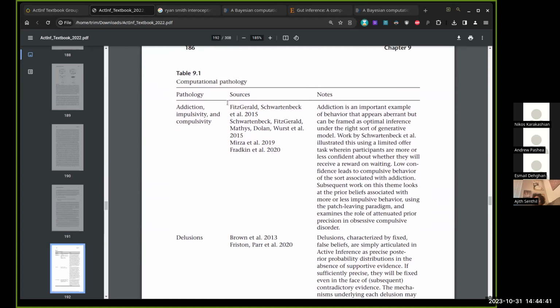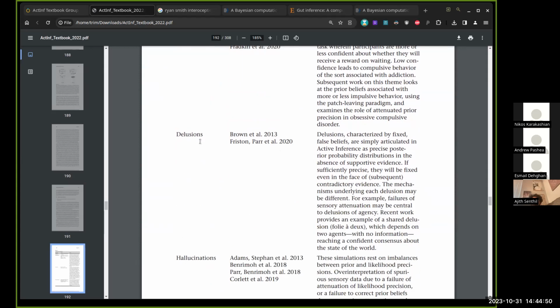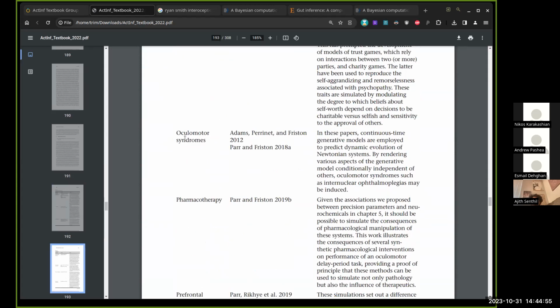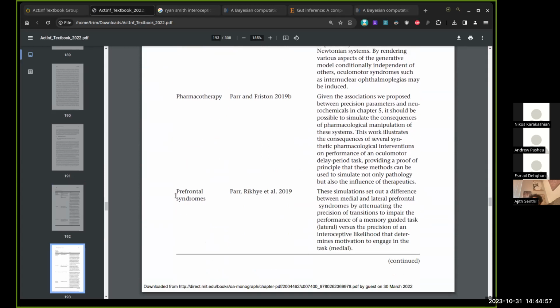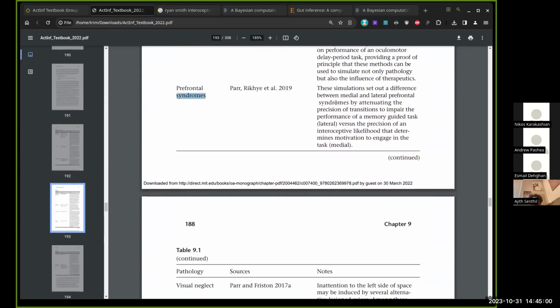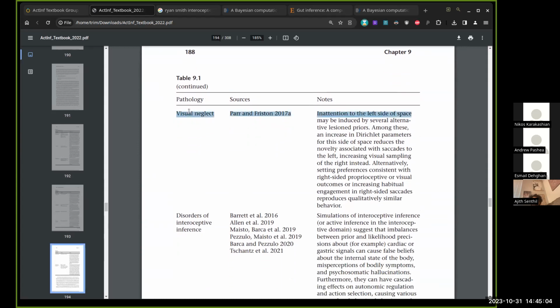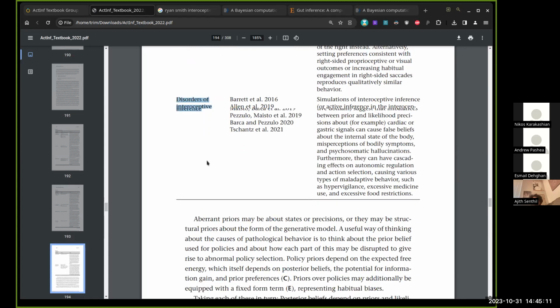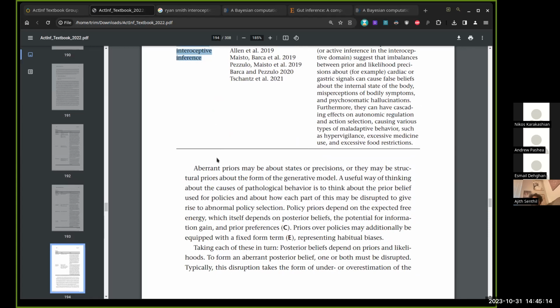Table 9.1 reviews a bunch of settings where these kinds of parameters have been done. Addiction, impulsivity, compulsivity, delusion, hallucination, interpersonal personality disorder, oculomotor syndromes, pharmacotherapy, prefrontal syndromes. That seems pretty general. Not sure what that one is. Visual neglect, disorders of interoceptive inference, and that's where the Ryan Smith work especially is relevant.